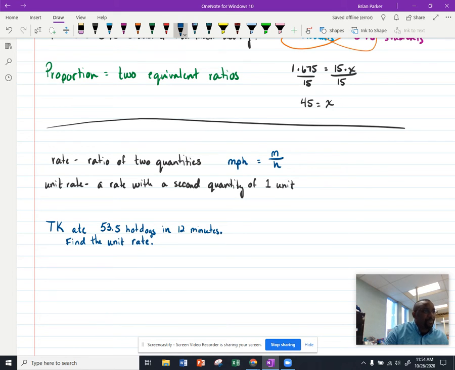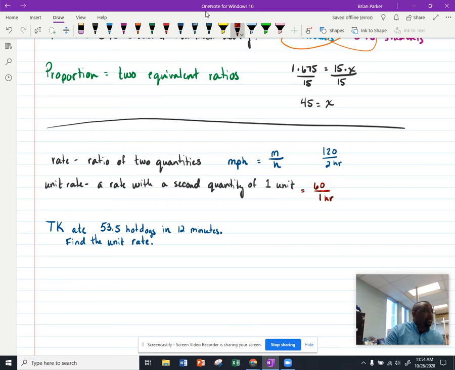If I went 120 miles in 2 hours, sure, that's a rate. But most people talk about things in terms of a unit rate. So instead of saying I went 120 miles in 2 hours, you would say you went at a rate of 60 miles in 1 hour, 60 miles per hour.